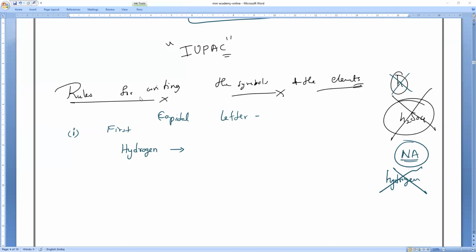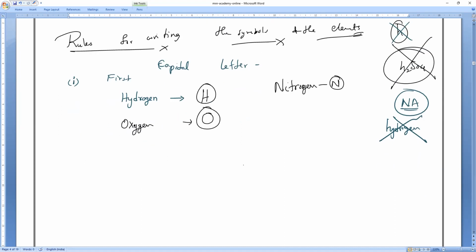So hydrogen, H. Oxygen, capital letter O. Clear? If you take nitrogen, N. So the first letter of the name of the element, the first capital letter, you have to take it. Anybody having any doubt? You can ask. Are you clear, everybody?